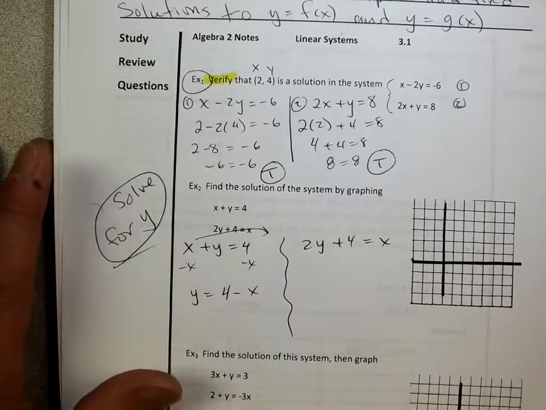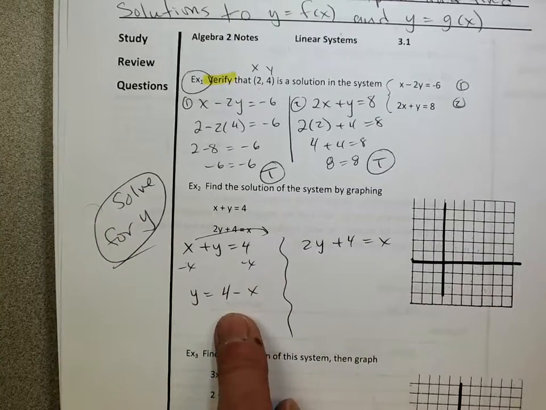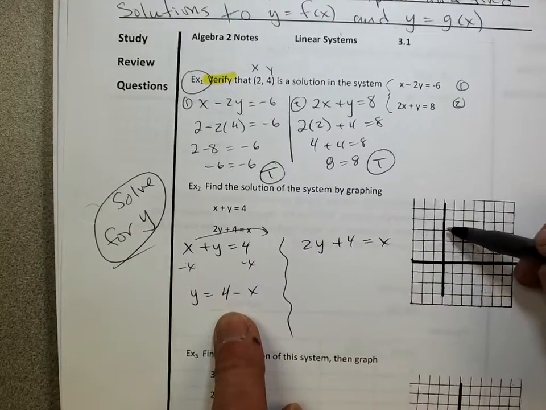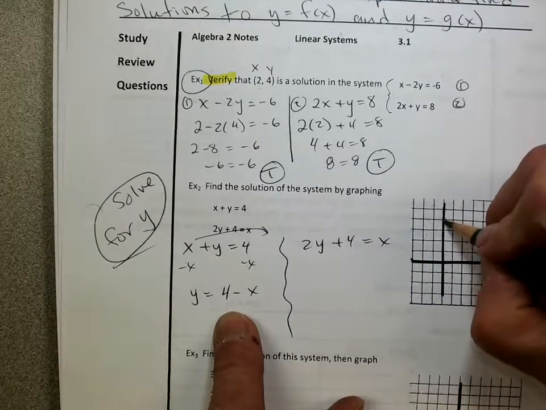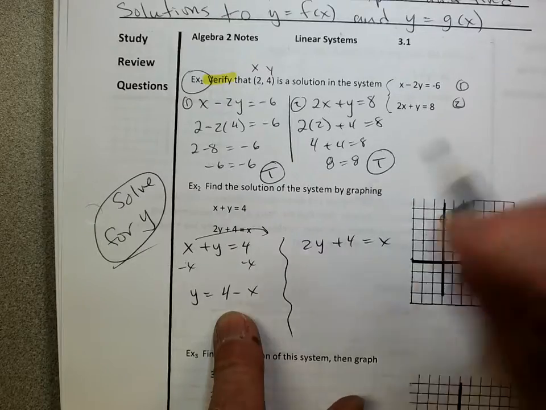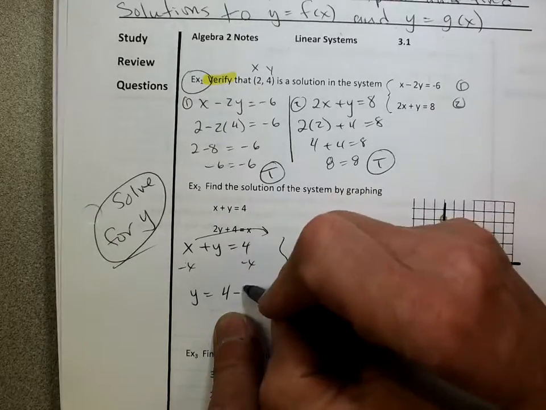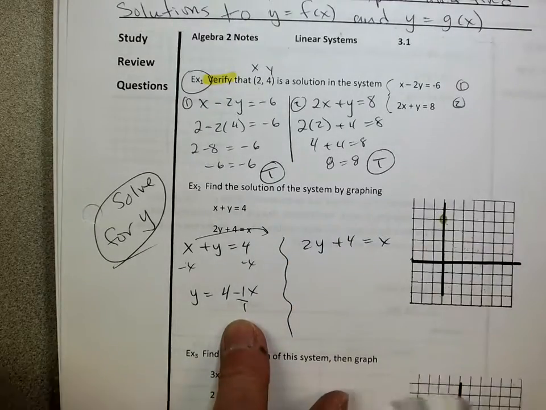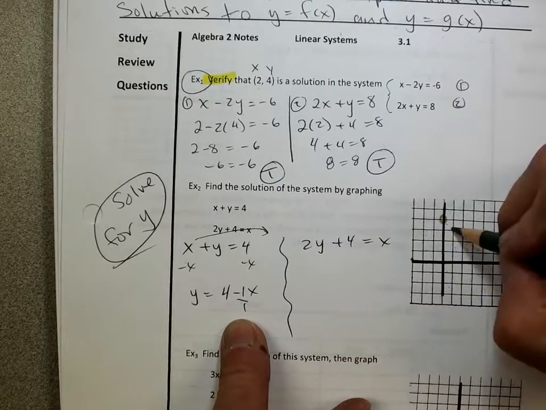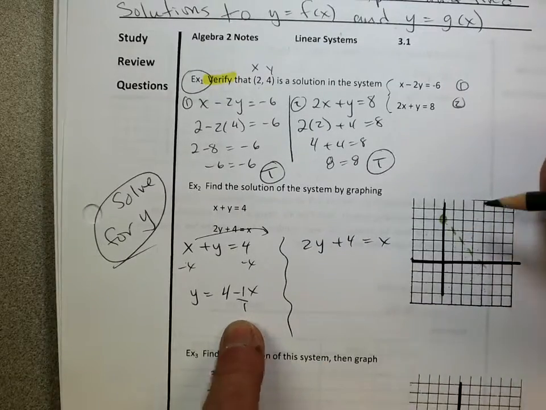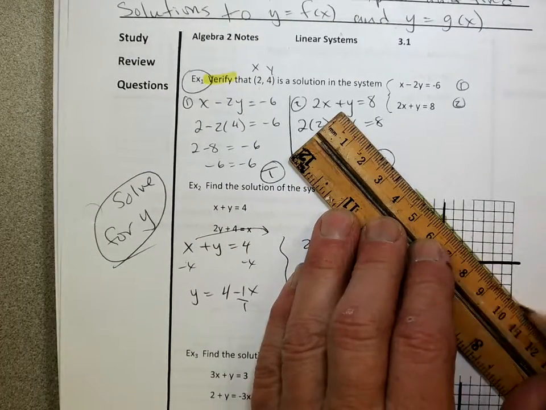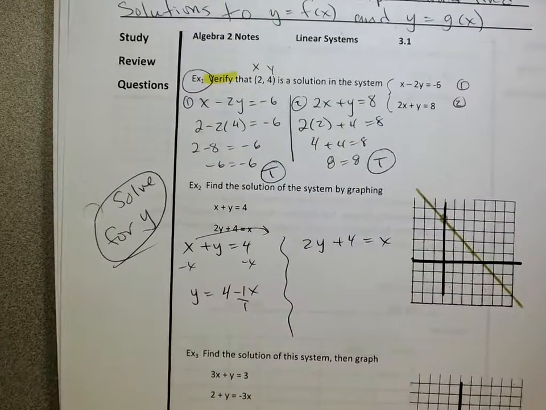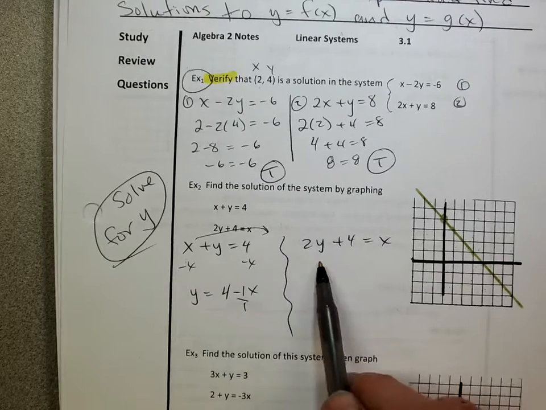And if I'm going to graph this, I know I start at 4. 1, 2, 3, 4, right? Start at 4. And this is like a 1 over 1, right? So I know I'm going to have a slope of negative 1 over 1, so we're going to go down 1 over 1, down 1 over 1. Okay, so I'm going to go ahead and draw my line in. Okay, there it is.